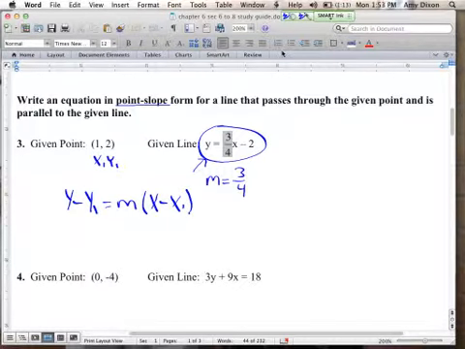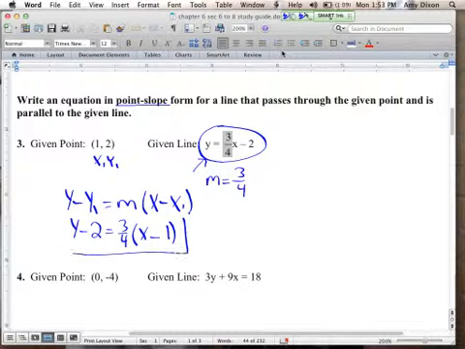And then all we do is fill in our x1, y1, and our m. So we would do y minus y1, which is 2, equals m, which is 3/4, parentheses x minus 1. And this right here is our equation of a line parallel to the given line. And then we're done, because it requests point-slope form, and so this is point-slope form, so we are now done.